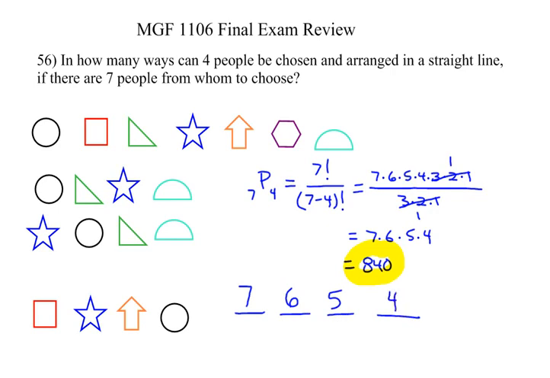The fundamental counting principle tells us that if there are 7 ways to choose this, 6 to choose this, 5 to choose this, 4 to choose this, there are a total then of 7 times 6 times 5 times 4 different ways to choose all 4 of them. And again, that's 840. Same answer, just a little bit different reasoning process.